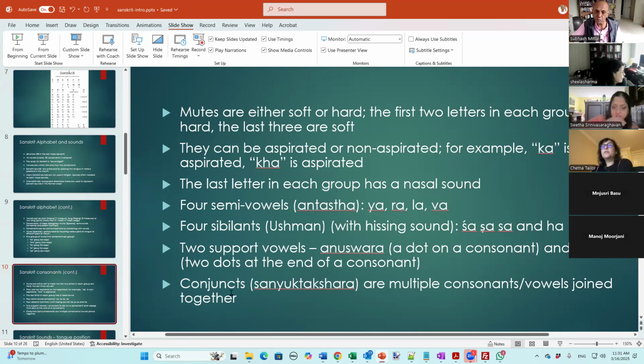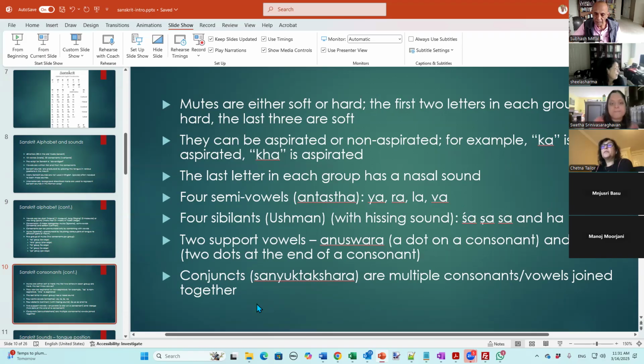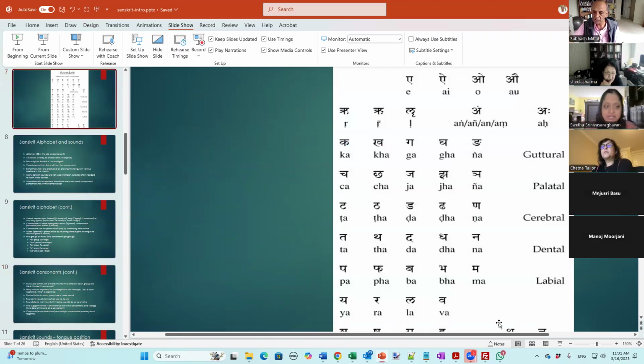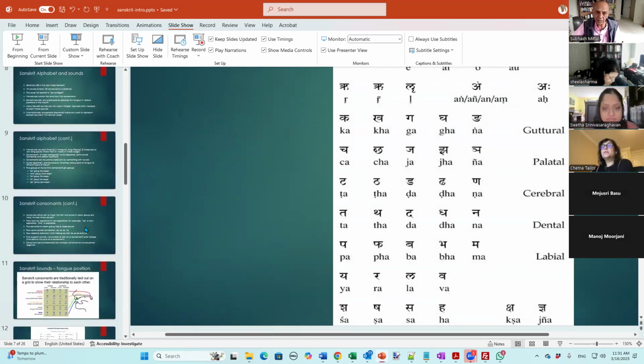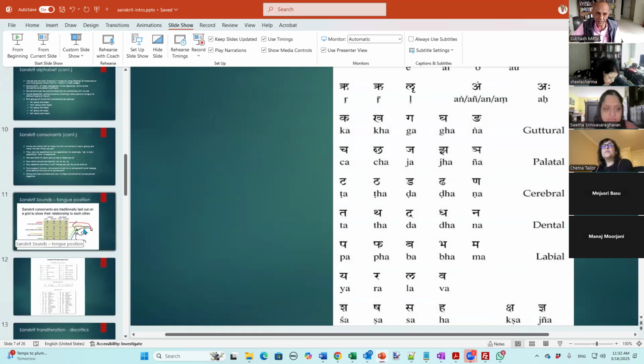The visarga is the two dots at the end of the consonant. Then there are these sanyuktakshara, multiple consonants and vowels joined together. One quick example we saw was ksha, tra, nya, etc. There are many combinations that you can do with all these different letters. They can all be combined into different sounds. You might have an example somewhere.